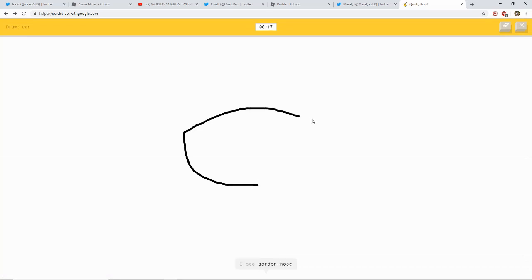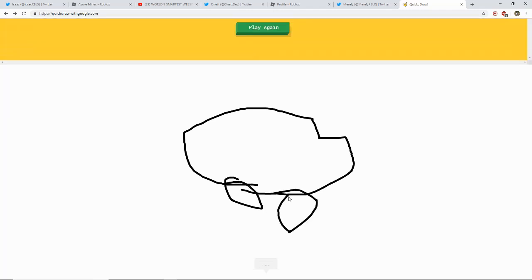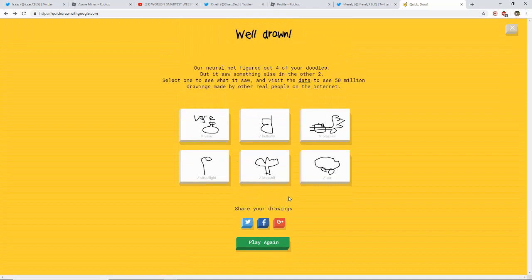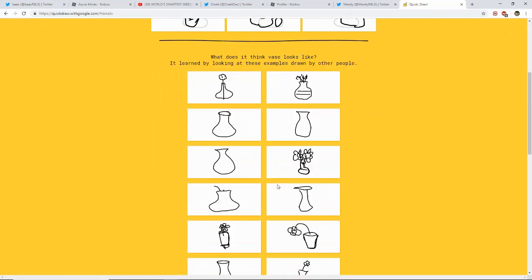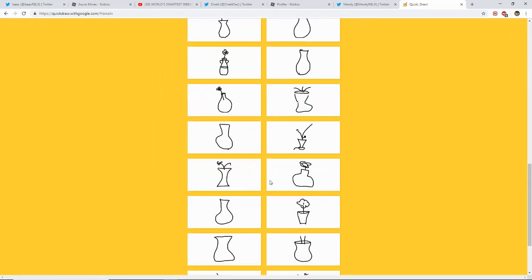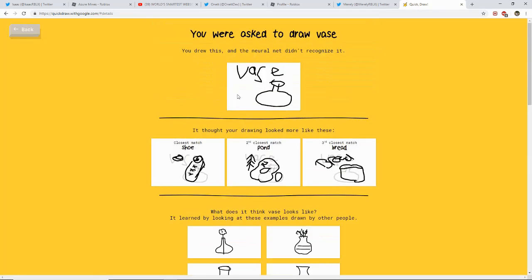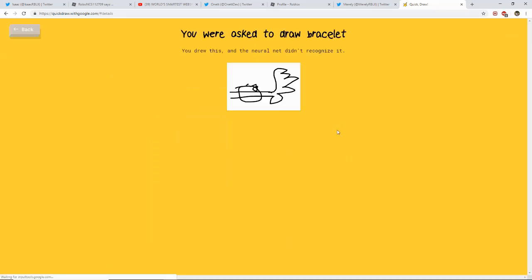I see garden hose. Or potato. Or cannon. Or hula hoop. Oh, I know. It's car. What? So it didn't get my vase and it didn't get my bracelet. Yeah, I can understand that. And then I got my baby get up. How is that a shoe, though? How is that a shoe? A pond? Bread! You thought that said bread. Whatever they are. Can't blame it.